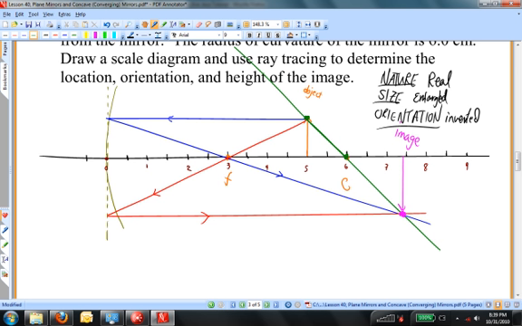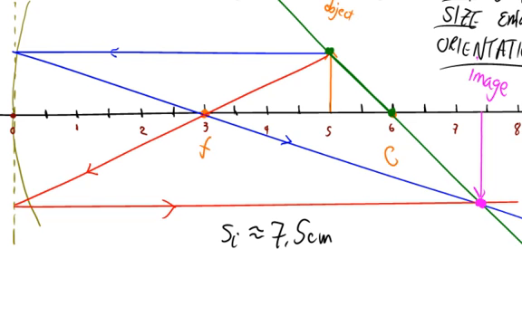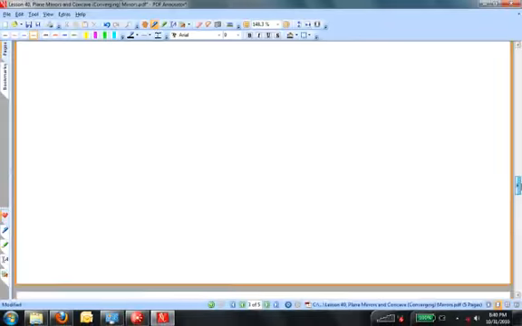Now, we're asked to find the location of the image, and you'll see that on my scale diagram, the image is located almost exactly 7.5 centimeters away from the vertex of the mirror. If you were to do this algebraically, you would see that it is exactly 7.5 centimeters. So I'm going to say that the image distance is almost 7.5 centimeters. And if you measure this with a ruler, what you're going to find is that the image is almost exactly 1.5 centimeters tall. And in fact, if you did this algebraically, you would see it's exactly 1.5 centimeters tall. Let's take a look at the next one.